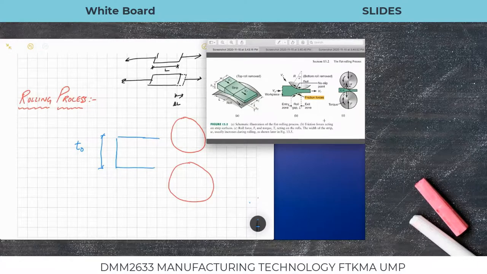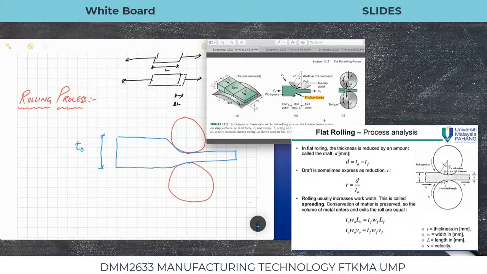Now after it goes through the rolling process, it is deformed into a smaller thickness. So before rolling the thickness is higher, after rolling the thickness is lower, and this thickness is called TF, or the final thickness. So initially my thickness was very high, and then after going through the rolling process, the thickness becomes lower.